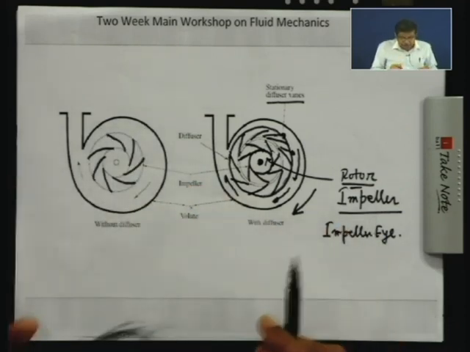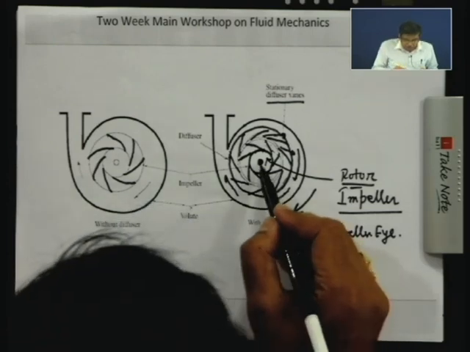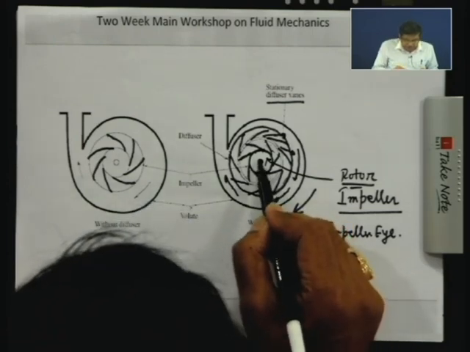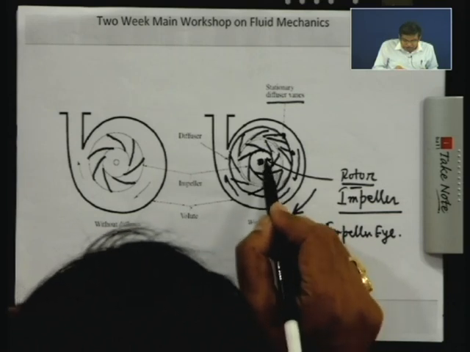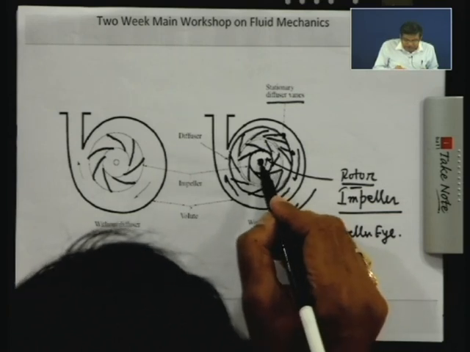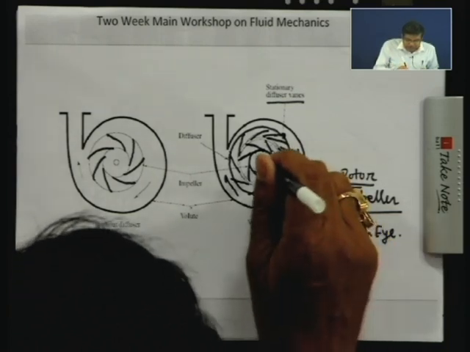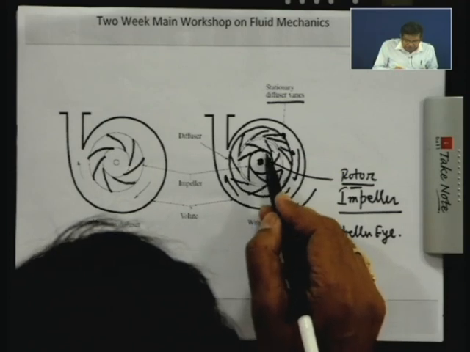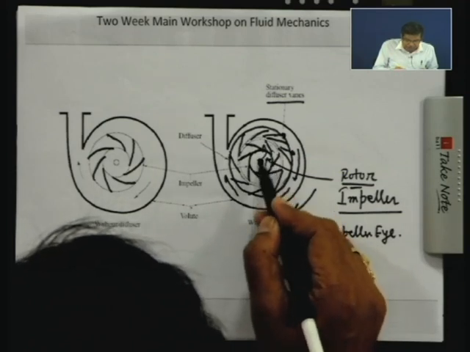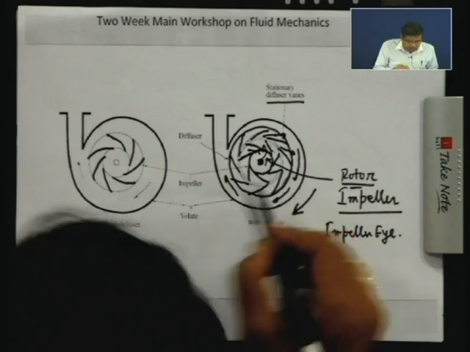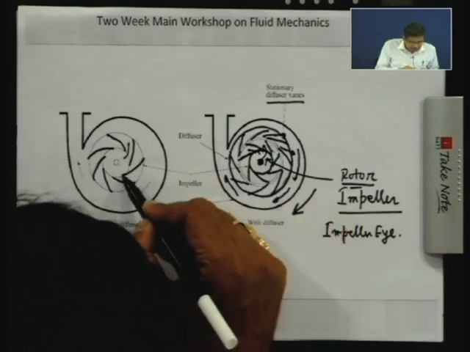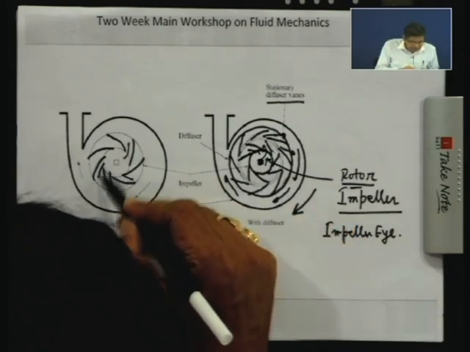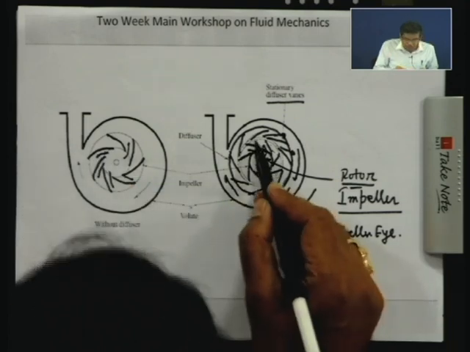Now, I tell you the principle of action. Water is sucked at the impeller eye in an axial direction, that means a direction perpendicular to this plane. Then it is turned in a radial direction like this to flow through these passages of the impeller blades, and this is a radially outward flow machine.